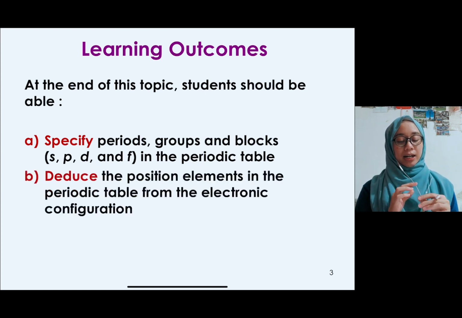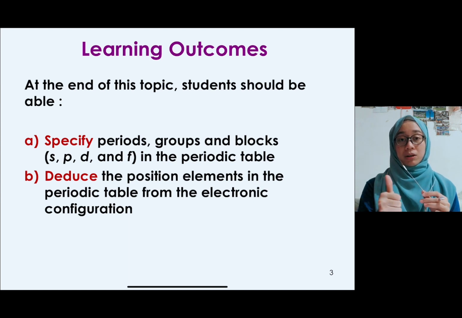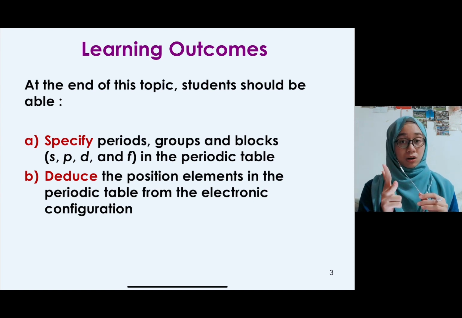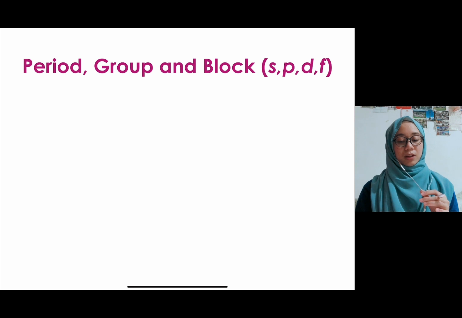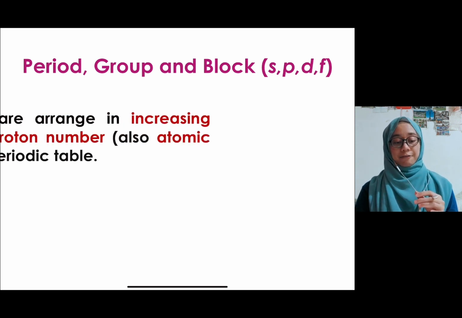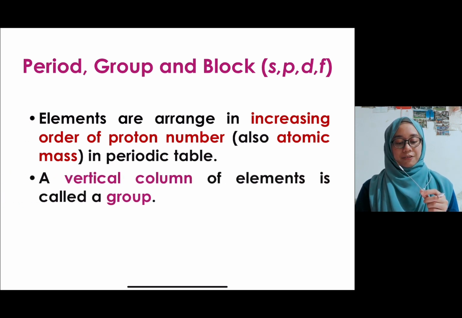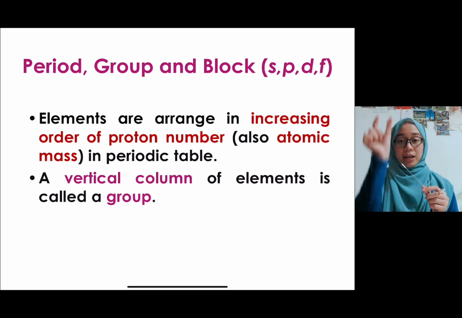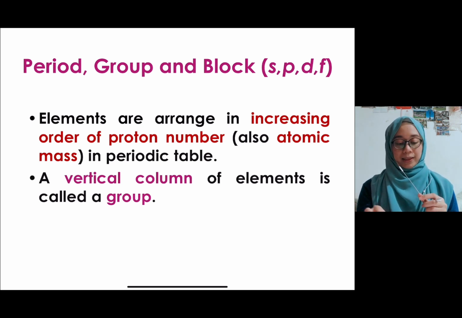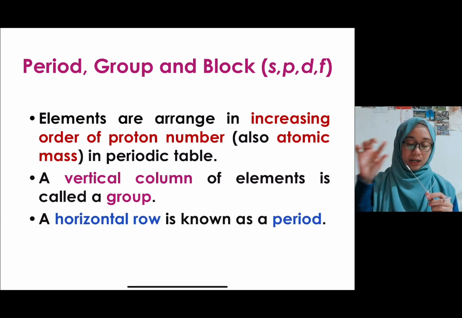And then we will try to deduce the position of elements in the periodic table from the electronic configuration. Okay, so we can know where its period is, where its group is and where its block is based on electronic configuration. Okay, so period, group and block, SPDF. So elements are arranged in increasing order of proton number, which is also known as atomic number, in the periodic table. Okay, so a vertical column of elements is called a group. Okay, and then a horizontal row is known as a period.